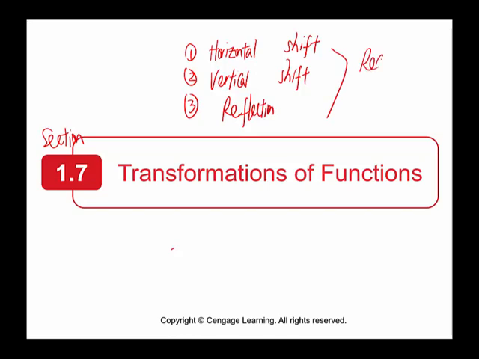We'll call this rigid transformation, because the shape of the graph does not change. The only thing that changes is the position of the graph. The fourth one is non-rigid transformation. It's like a distortion. Distortion is the non-rigid transformation.